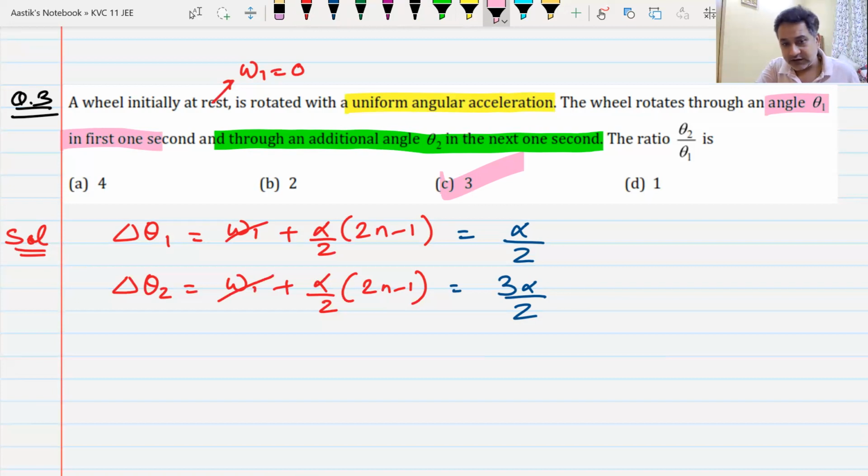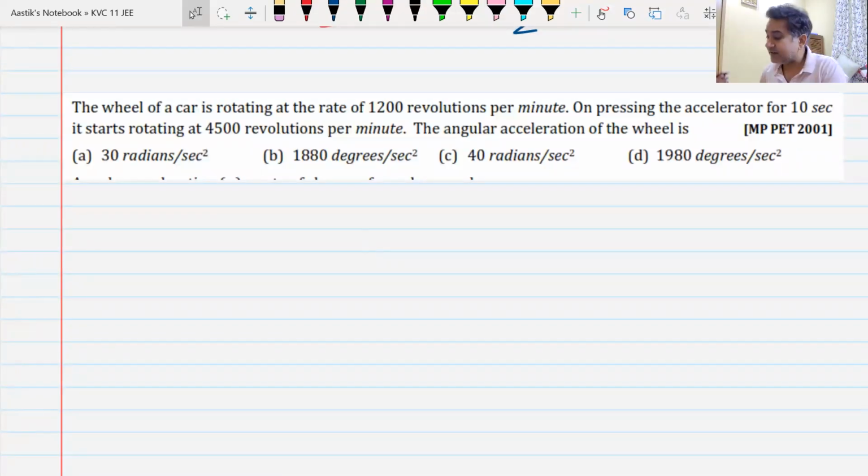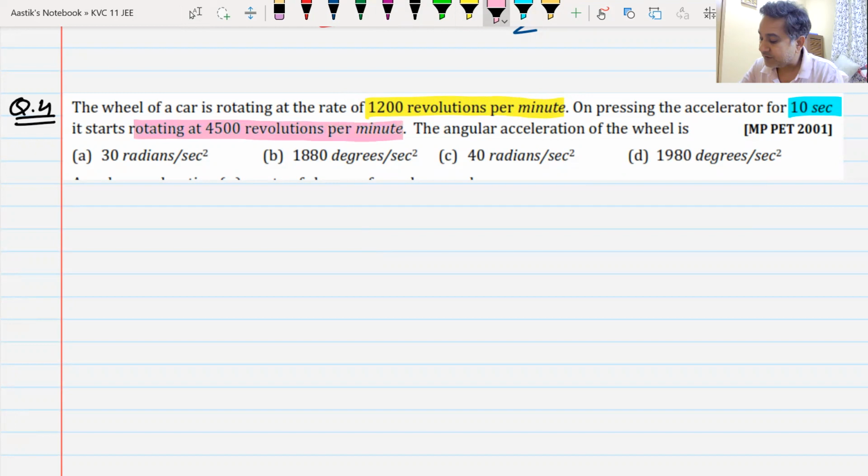This question has come in one of the previous year engineering exams as well as in JEE 2 or 3 times. So let us see if you can do this. The wheel of a car is rotating at the rate of 1200 revolutions per minute. This question is done for a very specific purpose. On pressing the accelerator for 10 seconds, it starts rotating at 4500 revolutions per minute. What is the angular acceleration of the wheel? I'll give you 2 minutes to think about it.